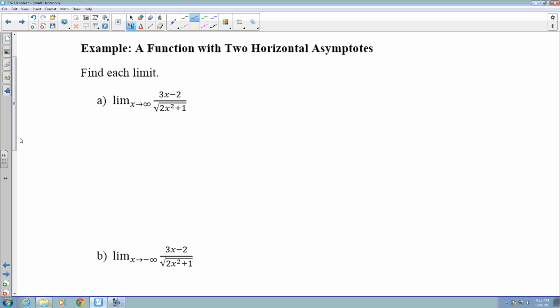Okay, so now we have a new function, 3x minus 2 over the square root of 2x squared plus 1. We're going to divide by x. The reason we're dividing by x is because we're looking at the exponent of the biggest term, which is the square root of 2x squared, which is x. So we're going to divide by x.